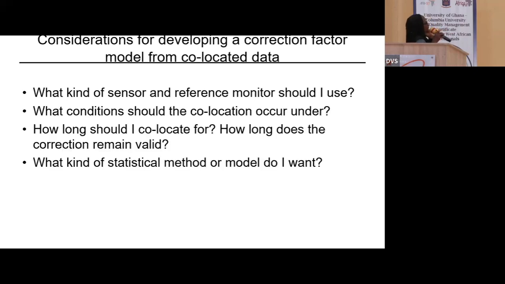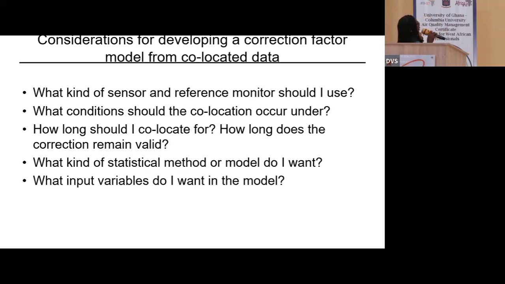So we have these questions that we need to answer here. What kind of sensor or reference monitor should I use? What conditions should the co-location occur under? How long should I co-locate for? How long does the correction remain valid? What kind of statistical method or model do I want? What input variables do I want in the model? Next slide.